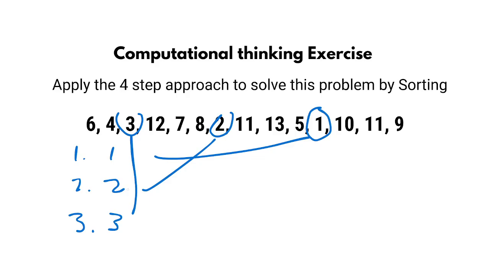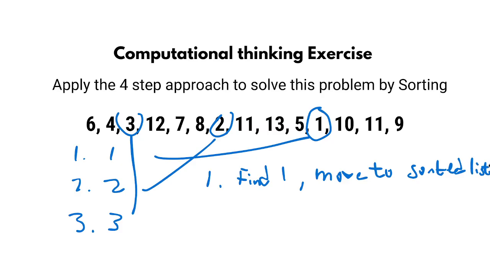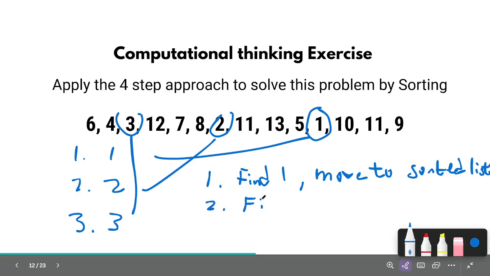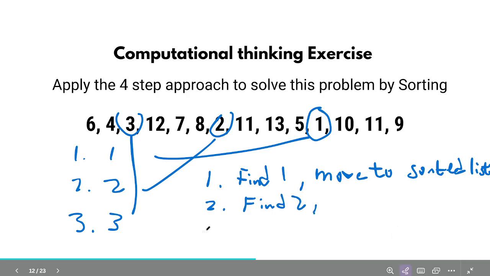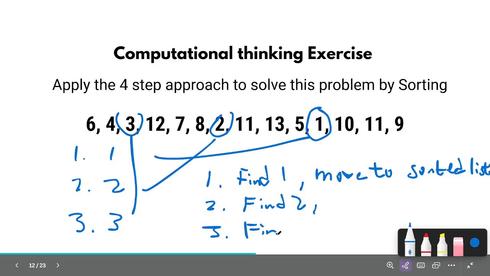So how would we write this into pseudocode? For example, number one, find one, move to sorted list. Number two, find two, move into sorted list. Number three, find three, move into a sorted list. So right now we're already using pattern recognition. But how can we apply abstraction, which is the next step? Well, if you're looking at this, we're finding 1, 2, and 3.